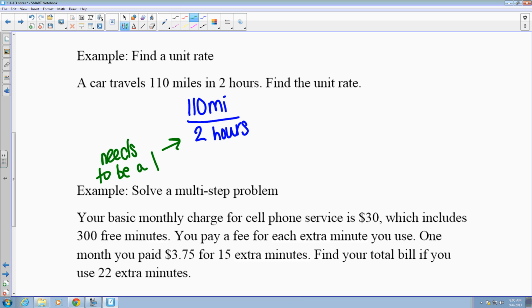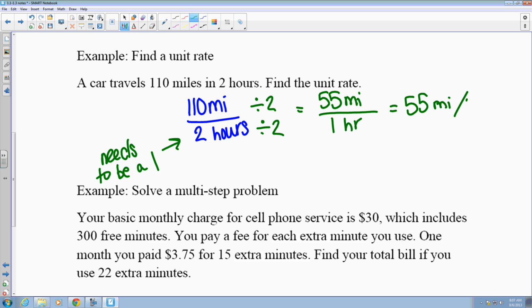So how would we make that a 1? We would divide the whole thing by 2, top and bottom. So 110 divided by 2 is 55, and we still need those labels. 2 hours divided by 2 is 1 hour. Now you don't have to write the 1, so it would be okay if we just wrote 55 miles per hour, which is how we're used to seeing it. But if you put the 1 in there, that is not wrong.